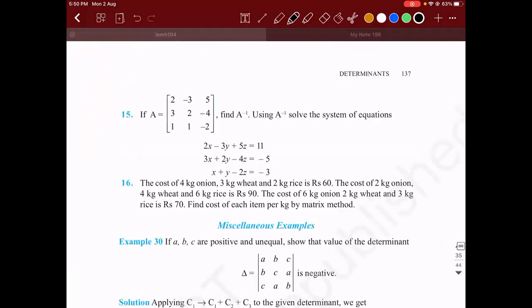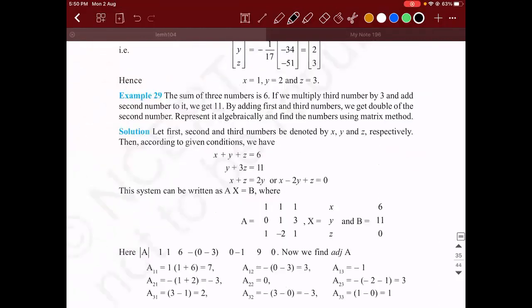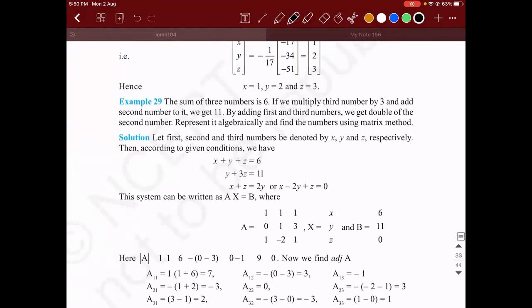Okay, that's it, guys. We will try out one word problem, and then we are done with this chapter. Example 29: the sum of three numbers is 6. Let the three numbers be x, y, z. So x plus y plus z is 6. If you multiply the third number by 3 and add the second number to it, we get 11.